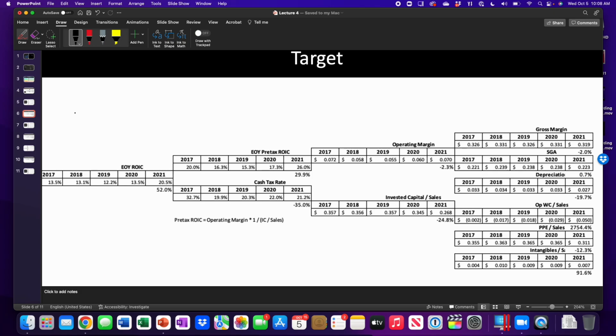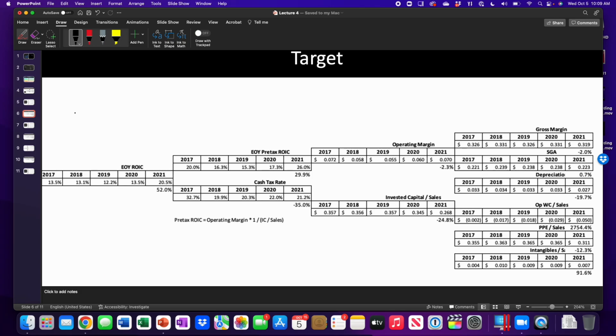So again, the next driver of invested capital is PP&E to sales. In 2017, they're spending 35.5 cents on stores per dollar of sales. By 2021, they're spending 31 cents on stores per dollar of sales. That got better too. So they had two things that were improving. They had more negative working capital, and they're spending less on PP&E to sales. Both of those reduce their invested capital to sales.